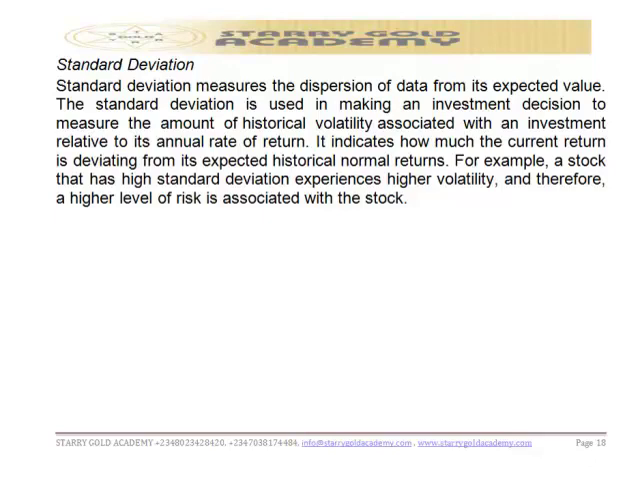So the standard deviation is used in making an investment decision to measure the amount of historical volatility associated with an investment relative to the annual rate of return. This concept also indicates how much the current return is deviating from the expected historical normal returns. For example, a stock with high standard deviation experiences high volatility and therefore a higher level of risk. So when the standard deviation is high, it means there is high volatility, and volatility is about the risk associated with that stock.